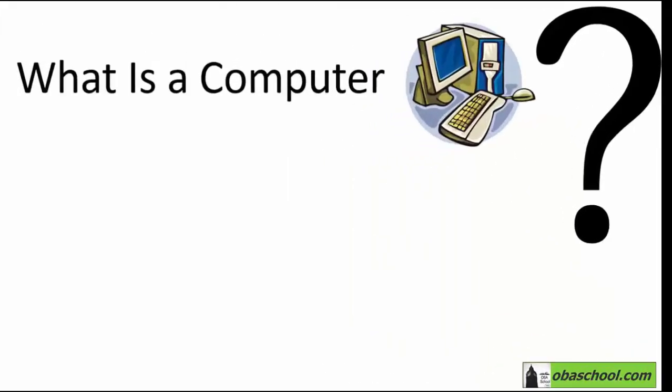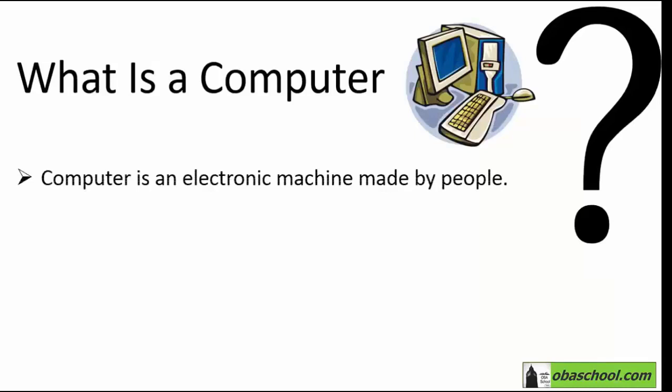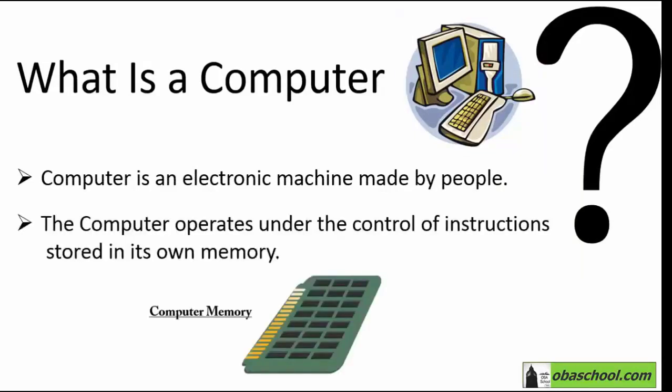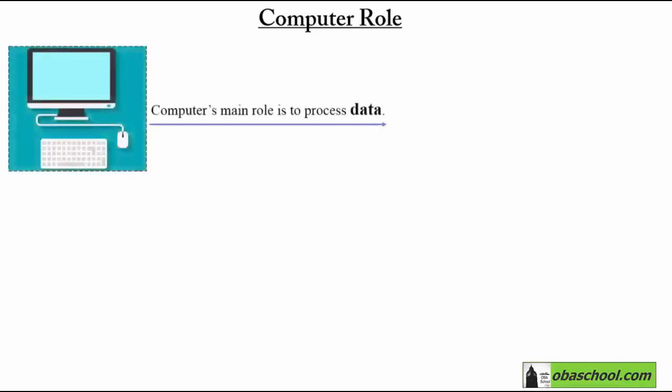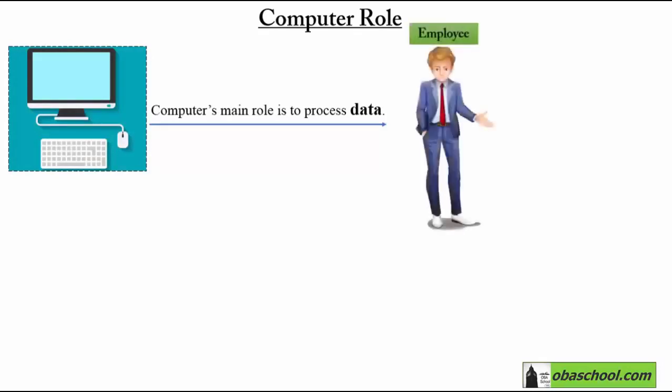Now, let's start. What is a computer? A computer is an electronic machine made by people, which is specifically the picture above. The computer operates under the control of instructions stored in its own memory. Computer role. The computer's main role is to process data. This is what basically the computer has to do: process input data to give us output.